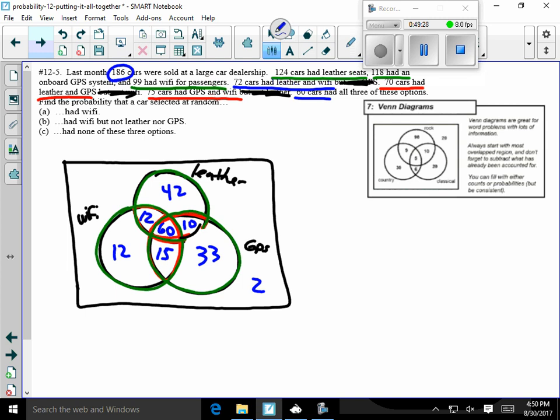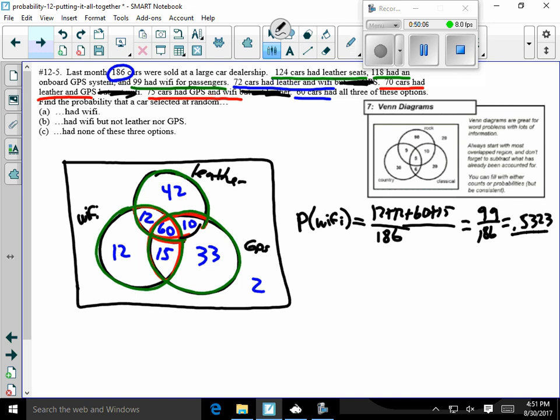Okay, so now that we have that, it becomes fairly straightforward to find these probabilities. The probability that a car would have Wi-Fi, right? This is a simple probability. So it's going to mean out of all 186 cars, so the entire Venn diagram, how many are in the Wi-Fi bubble? So we could add up all the numbers in the Wi-Fi bubble. So it'd be 12 plus 60 plus 15, all of that out of 186, which I think they told us directly added up to 99. That was given in the problem, 99 out of 186. And so that probability would be 0.5323.